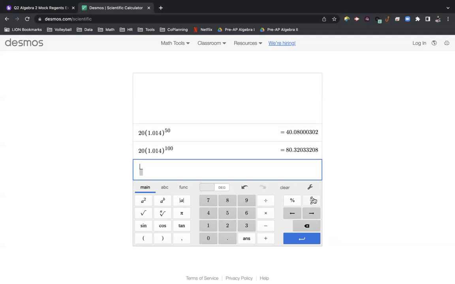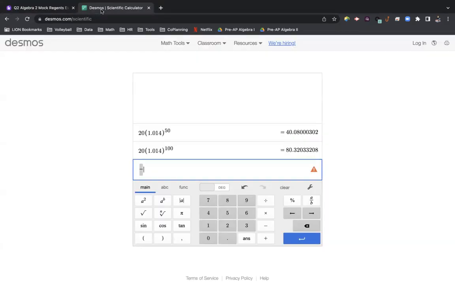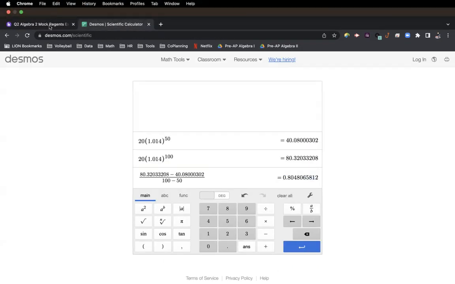Enter. I have to find the average rate of change. Okay? So determine to the nearest tenth the average rate of change. So I'm just going to continue on my calculator, not even going to write it in. This is my y2, copy, paste, minus y1, copy, paste. Now it's going to be 100 minus 50, okay? So you should have gotten 0.80, whatever, right? So m equals 0.08, was that 04? Yeah.